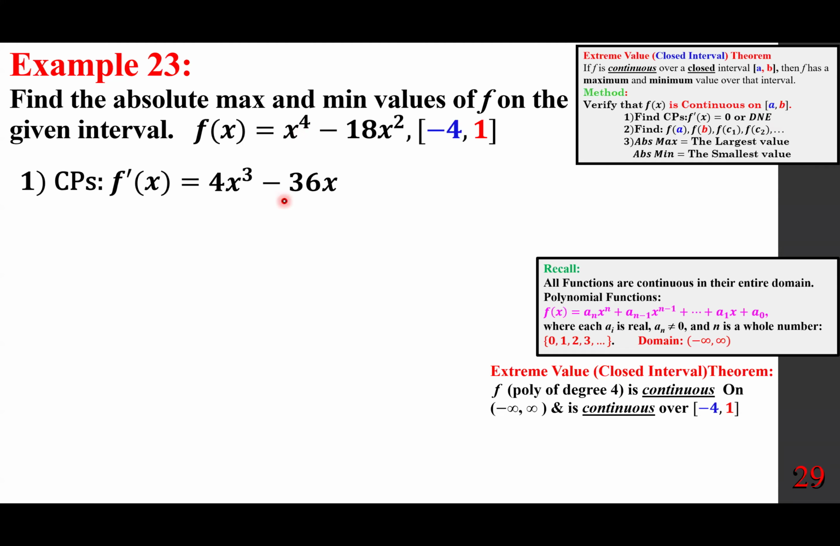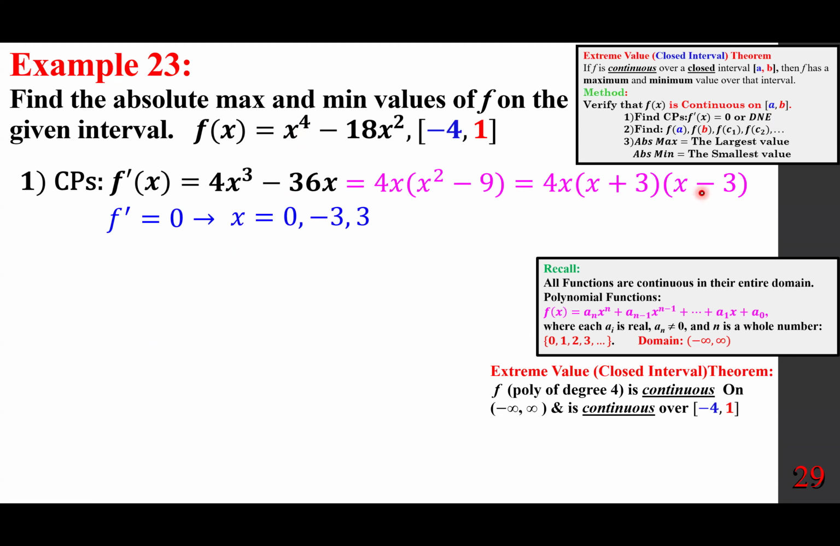Because we want to set this equal to 0, we're going to factor the 4x and then x squared minus 9. When we set it equal to 0, we get 0, minus 3, positive 3, 3 answers. We also have to look at where f prime does not exist, which gives us no solutions. Why not? Because f prime itself is a polynomial of degree 3.